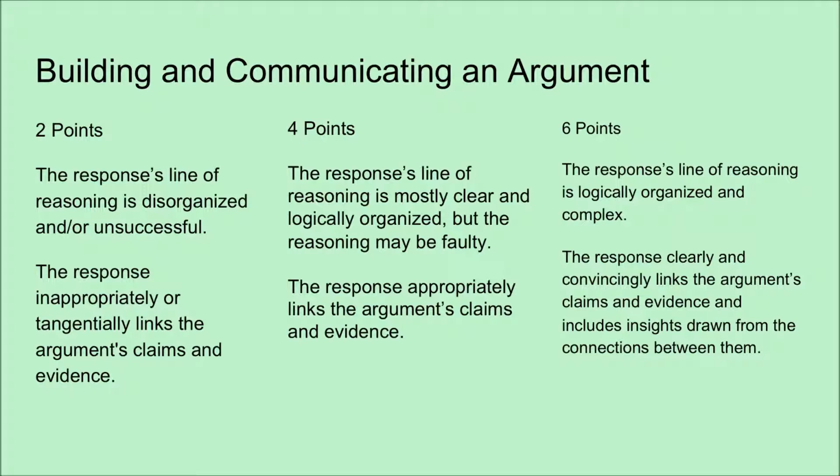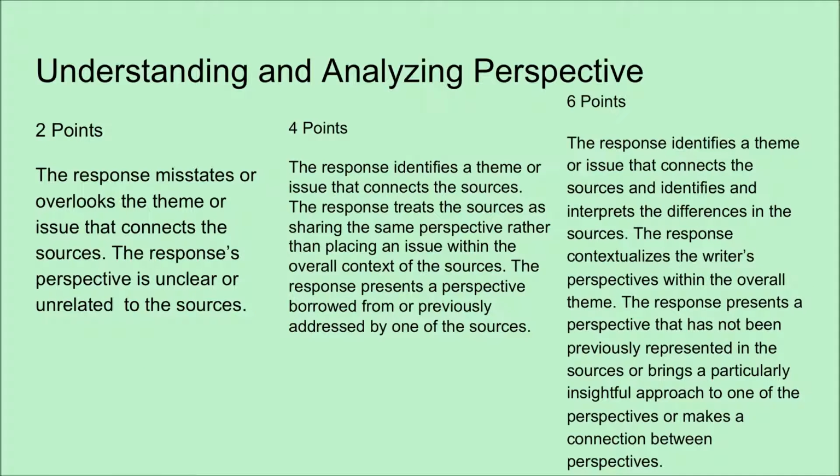The third area is understanding and analyzing perspective. This area focuses on the themes that connect a paper's argument and sources together. A paper that misstates or overlooks the theme and has an unclear perspective will only earn 2 points. A paper will earn 6 points when it identifies a theme and interprets the differences in the sources. The paper must also show a new perspective that has not already been discussed.